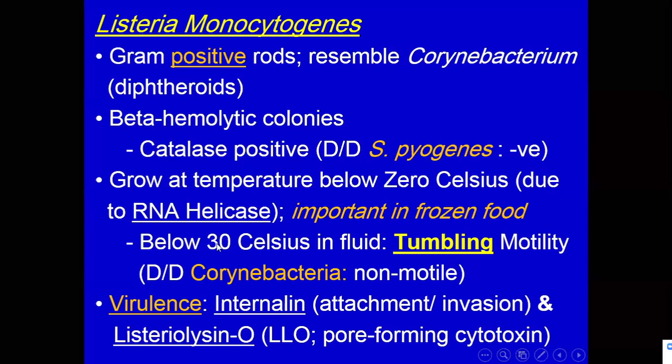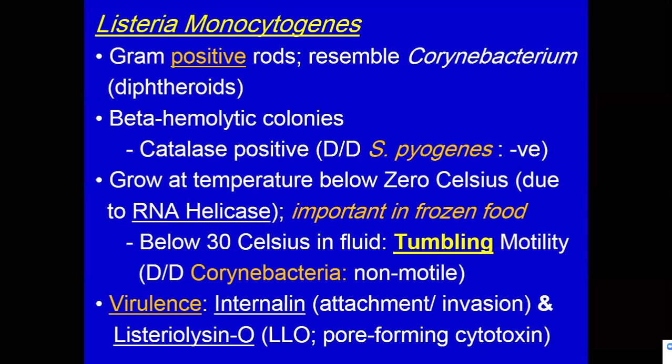These microorganisms, below 30 degrees centigrade in the fluid, have a very characteristic motility called tumbling motility. What is tumbling motility? The microorganism goes backward, not forward. Tumbling motility means that the microorganism is moving backwards. This can differentiate it from Corynebacteria, which are non-motile, gram-positive bacilli.